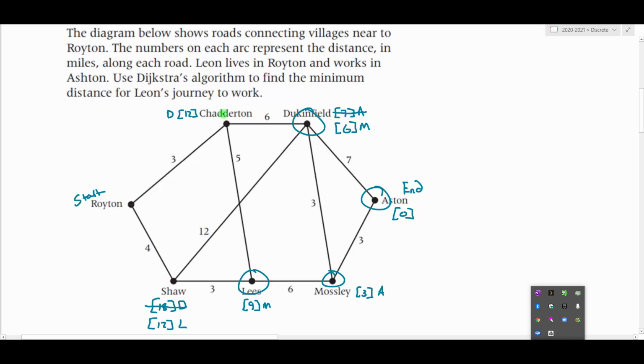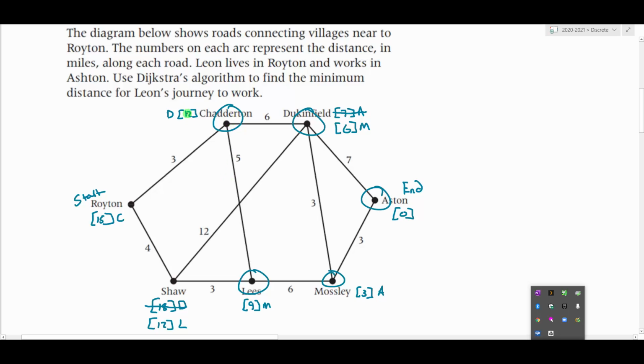So let's do Chatterton first. Okay. So we'll do Chatterton. I look, there's 3 edges leading into Chatterton. So one goes back to a visited city. This one goes back to a visited city. This one's going to get us to Royton, which is where we want to go. All right, so I got 12 plus 3, so I can get to Royton in 15 miles if I go through Chatterton. So I'll put a C next to that one. Okay, and that one is done.